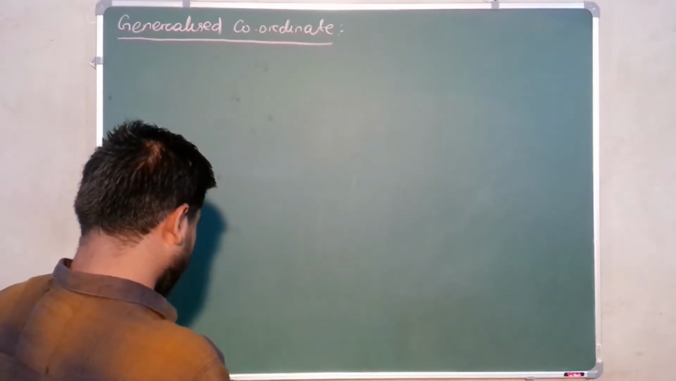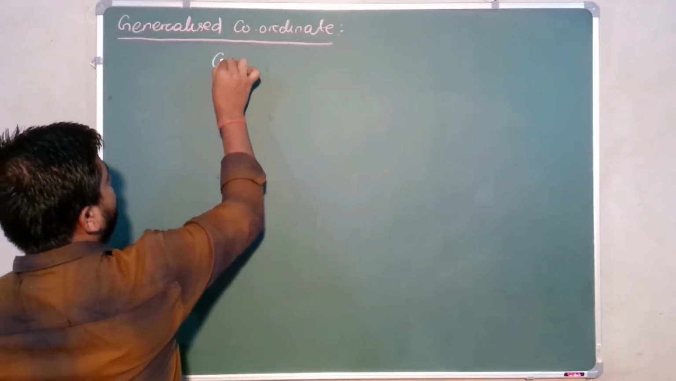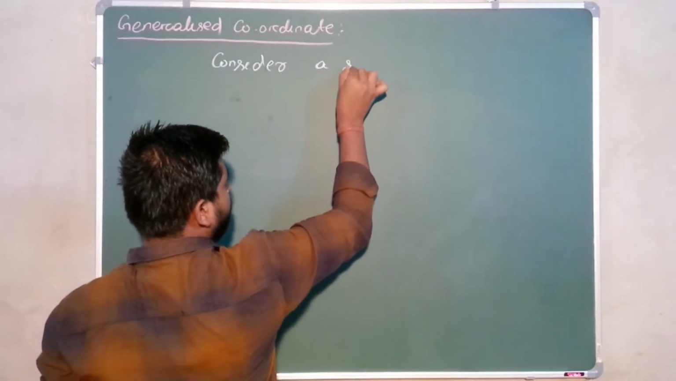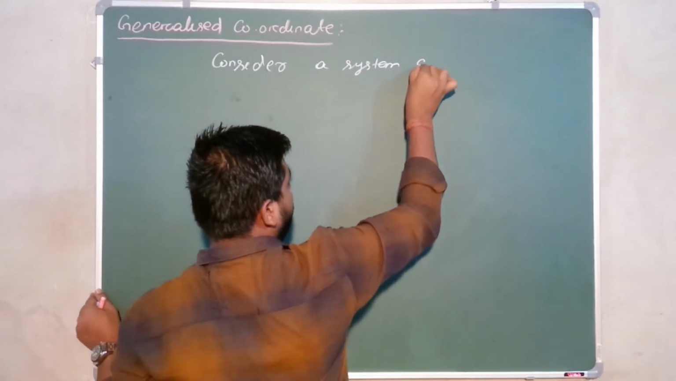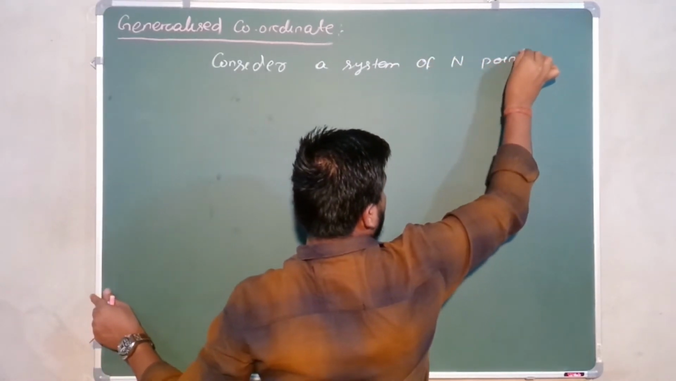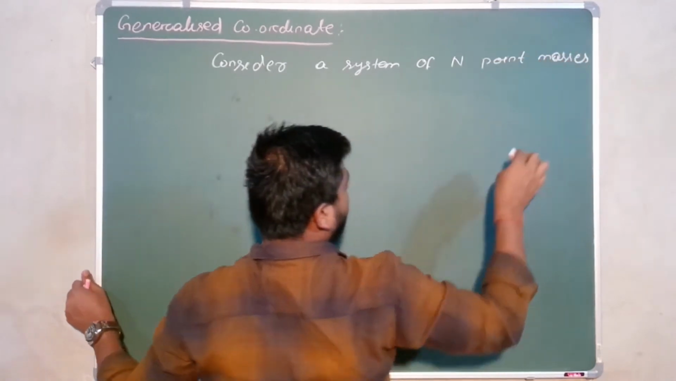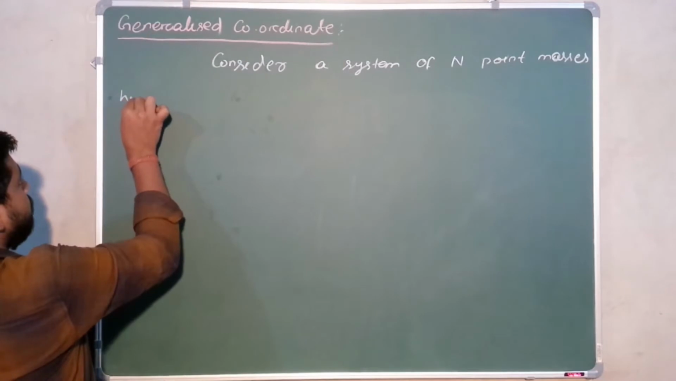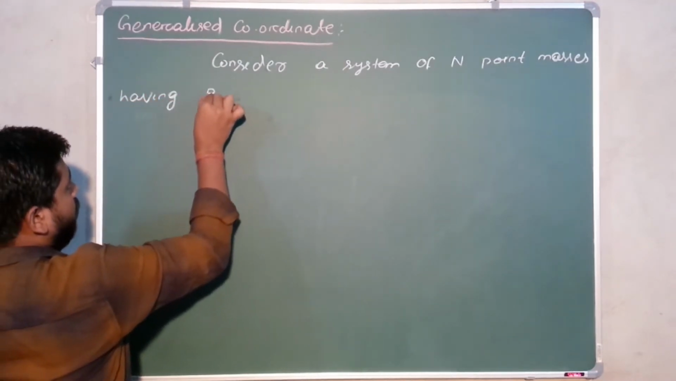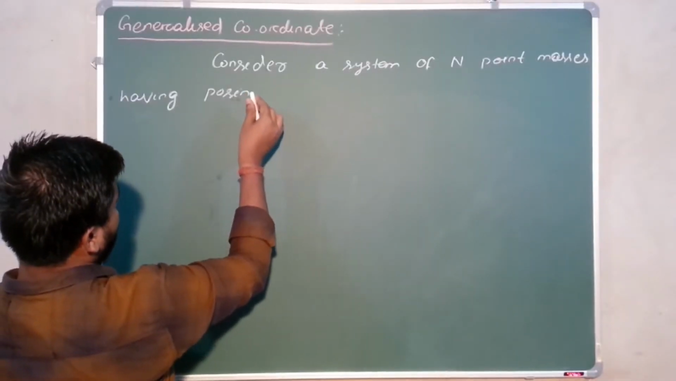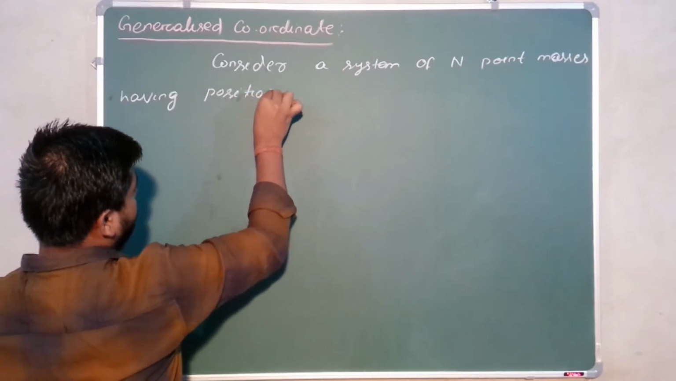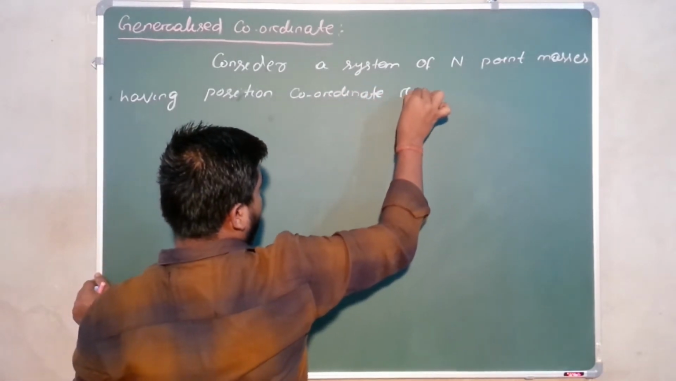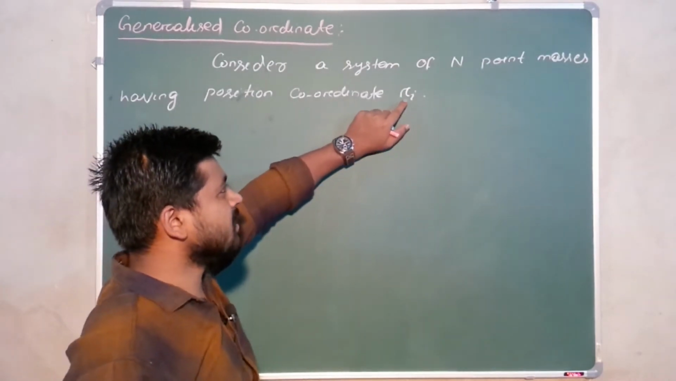Let us consider a system of n point masses, or you can say particles, having position coordinate Ri. Ri means there are n point masses. Yes or no?